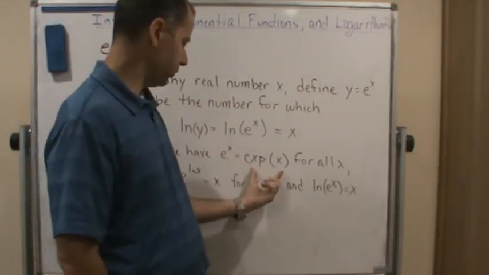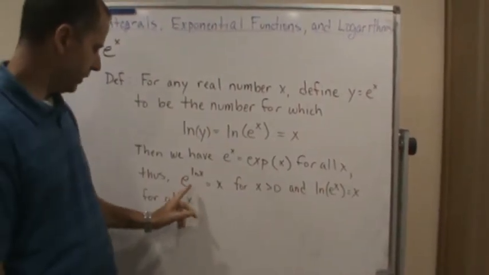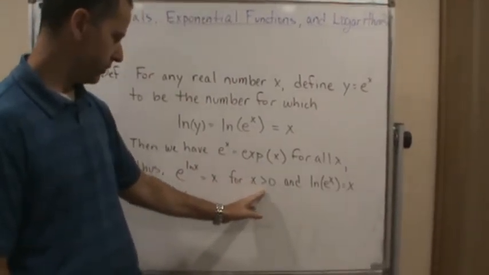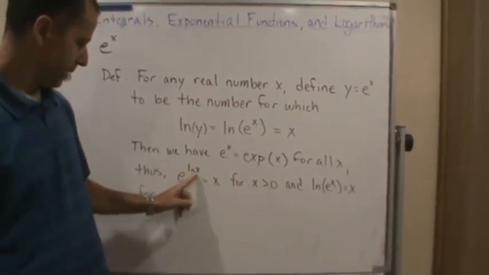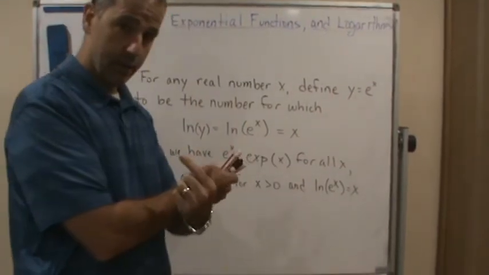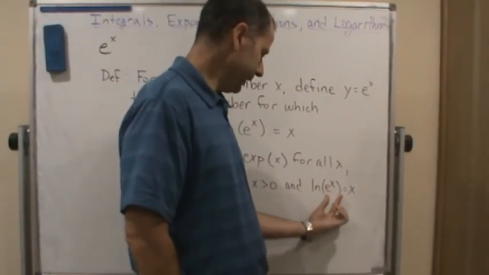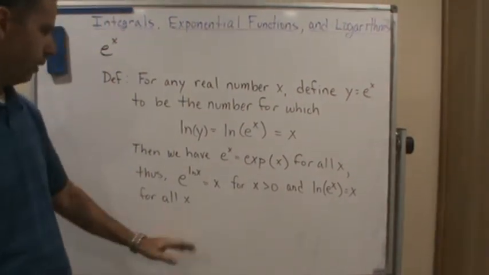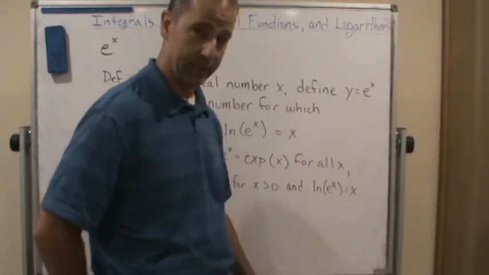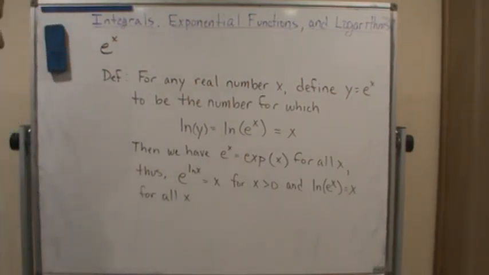This is going to be equal to the inverse function for all values of x, and so thus e to the natural log of x is going to be equal to x for x greater than 0. Why? Because that's the limitation on the natural log, the inside function here. And then if we interchange those, the natural log of e to the x is equal to x, and that's going to be true for all values of x, because there are no restrictions on e to the x. It's always positive, right? So e to the x is always positive.